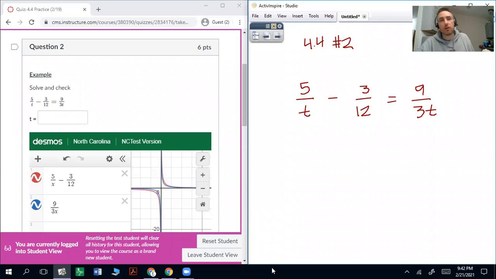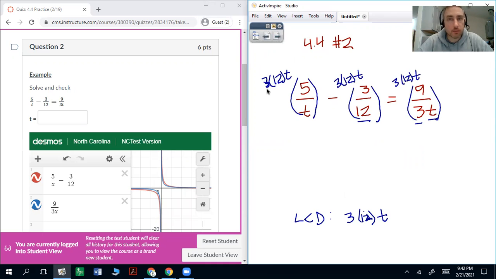Question number 2: 5 over t minus 3 over 12 equals 9 over 3t. So our LCD, well, technically not our LCD, but we're going to take the 12, the 3, and the t. We're going to multiply them together because those are all in your denominator. Put those with each fraction and multiply them. We'll cancel out the t's, which leaves you with the 3, 12, and 5. You cancel out the 12s, which leaves the 3, 3, and t. And you'll cancel out the 3t, which leaves you with the 12 and the 9.